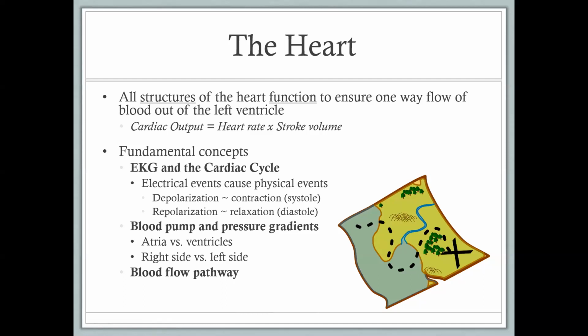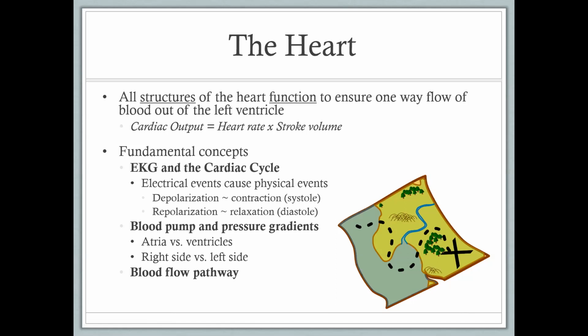So all structures of the heart function to ensure one-way flow of blood out of the left ventricle. If we tie this into homeostasis, it means that all structures of the heart function to ensure adequate cardiac output to meet the demands of the body's tissues at that time. So when you look at this very simple sentence, this very simple concept, it functions like a map. It's kind of the X marks the spot.